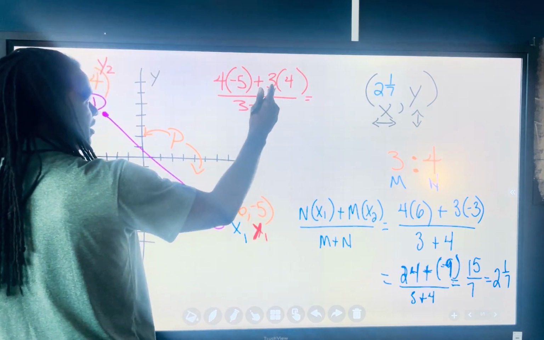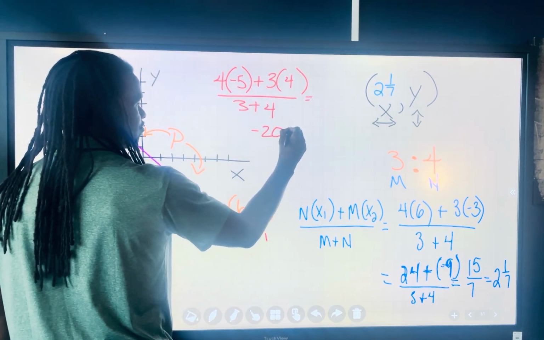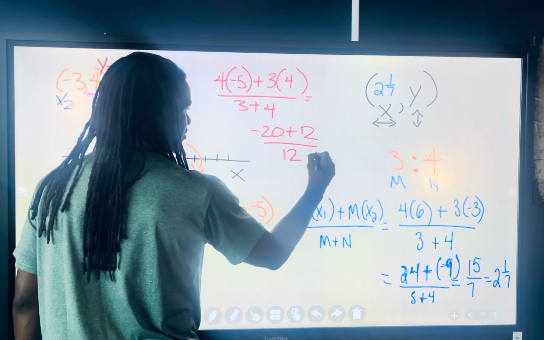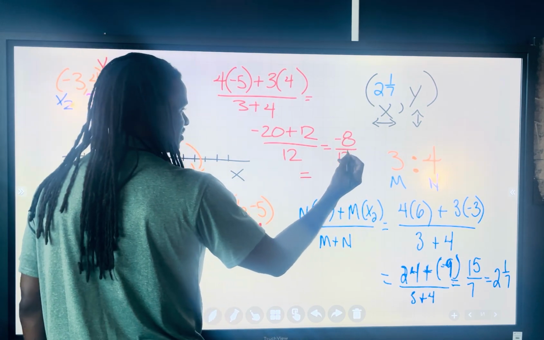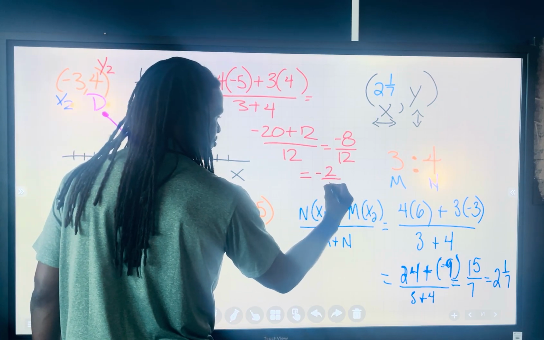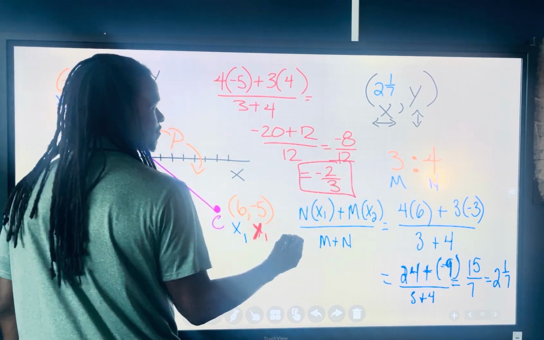Back to my Y values. When we put these all together, -20 plus 12 over 12, which becomes -8 over 12, which we can simplify down into -2 over 3. Wait, isn't it 7?